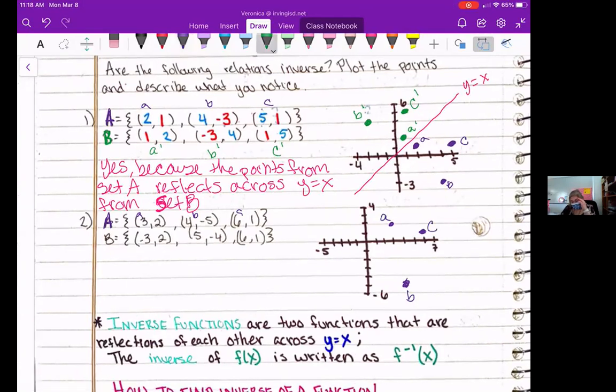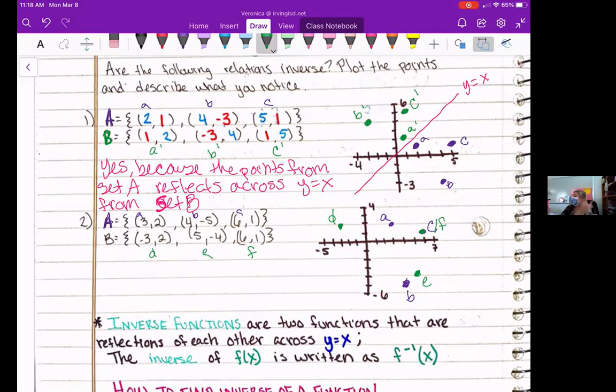Okay, and then for the next one, negative 3, 2, 1, 2, negative 3, 2, 5, negative 4. So 5, negative 4 would be about here. And then 6, 1. So 6, 1, which would fall on top of this one. So A, B, C, D, E, F. So D, E, and then we'll make this one F, which is really just C, but okay, whatever. Now, are they inverses of each other? Is this data inverses of each other?